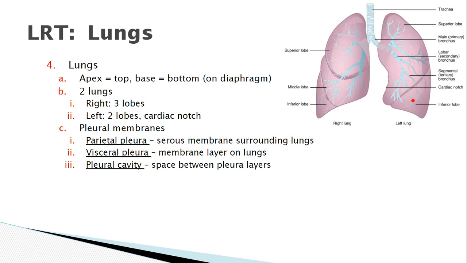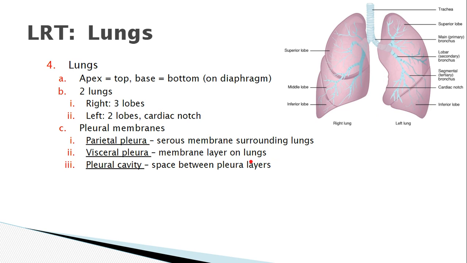The reason why the left lung only has 2 lobes is because you see there's like this little cutout right here. This is called the cardiac notch, and it's actually because, remember, your heart points to the left a little bit. It makes your left lung slightly smaller than your right, so it only gets 2 lobes, and has a little bit less volume than the right lung.